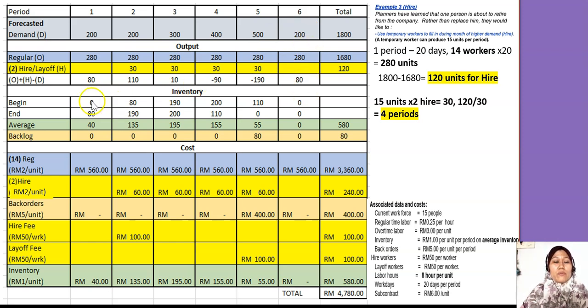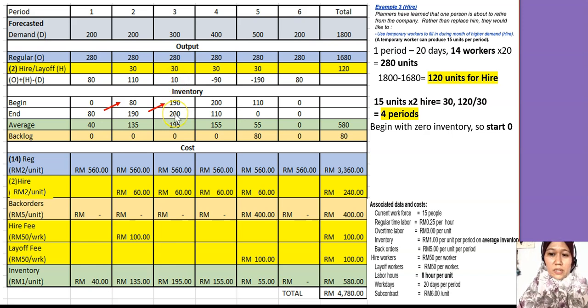Okay, now you have to do the inventory. So start with 0. So we know 0 plus 80, 80. Bring to the next period. 80 plus 110, you got 190. Bring to next period. 190 plus 10, you got 200 at the end. Bring 200, and then minus 90, you have 110 extra. And then bring to the next period.